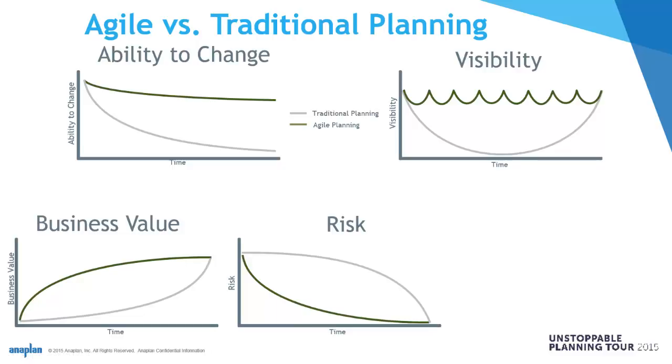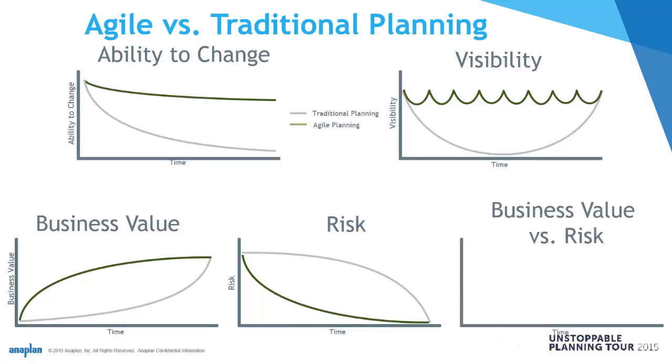So what does that mean? Well, if we combine these two things and take a look at business risk versus value, what we see is value grows quickly and risk decreases quickly. Obviously, this is the ideal world in the planning environment, taking the risk out of the conversation.